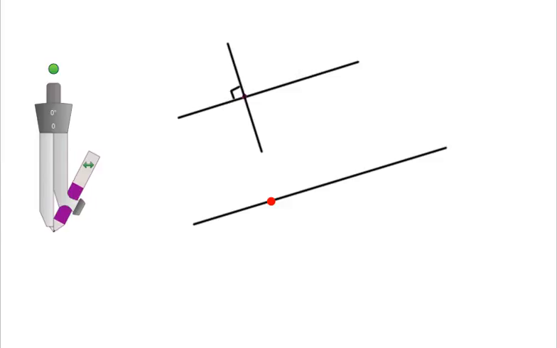So that's a little bit different to the perpendicular bisector in that it goes through not the centre of the line, not the middle of the line, which would be here somewhere, but just through the point that's on the line.